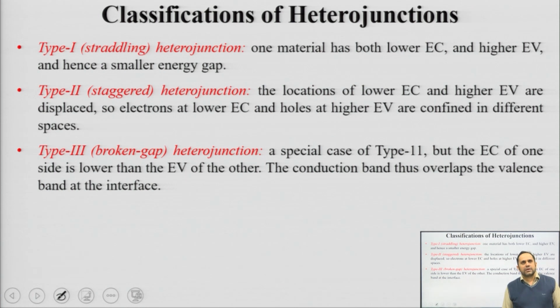So, in type 1, the material will have lower EC and higher EV. In a type 2 heterojunction, the locations of lower EC and higher EV are displaced with respect to each other. So, electrons at lower EC and holes at higher EV are confined in different spaces. Type 3 is a special case of type 2, where the conduction band minima EC of one side is lower than the valence band maxima of the other. When we say one and other, we mean the two materials: EC and EV of the film, and EC and EV of the substrate. So, in type 3, the conduction band overlaps the valence band at the interface. That is why we say broken gap heterojunction.